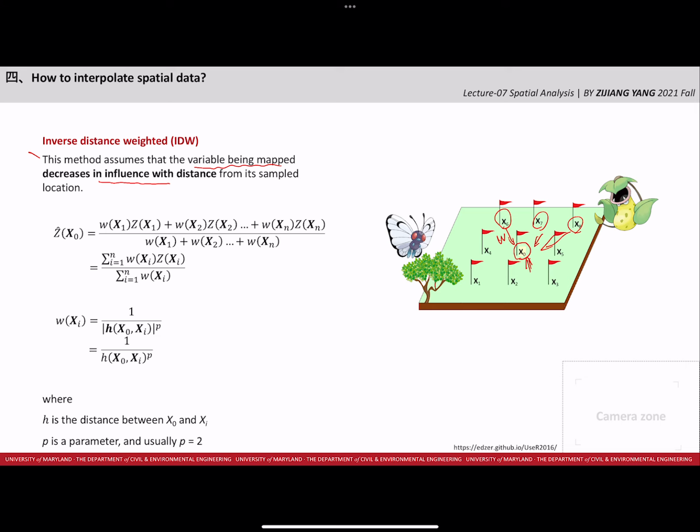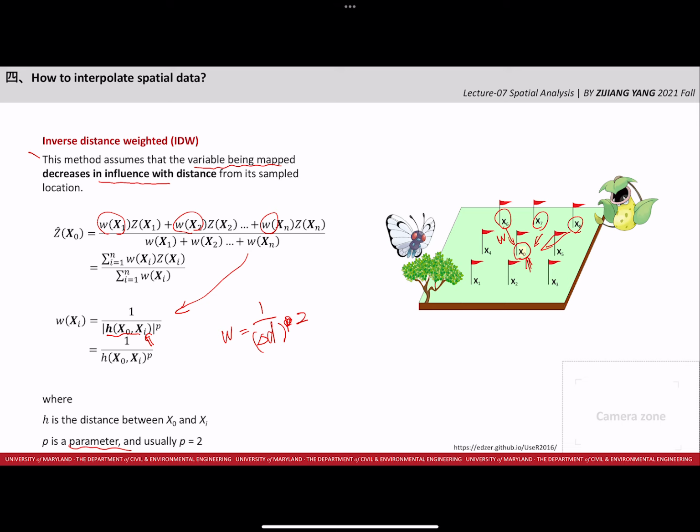and we can assign a weight to here. So each one has a weight, and this weight is a function of distance. Basically, this refers to the distance between the point of interest and any point xi. So the weight equals 1 divided by the distance. And we also have a p here. P is a parameter, and it usually equals 2. So we have something like this.